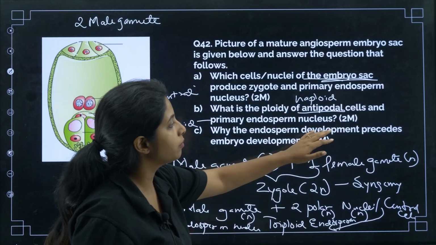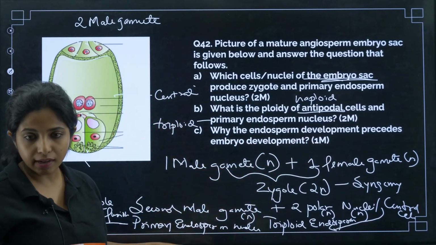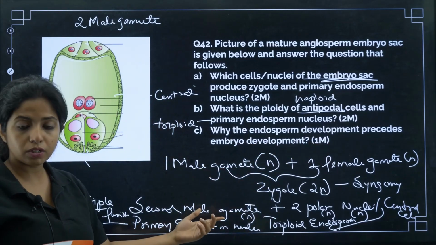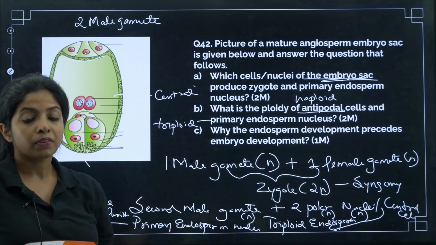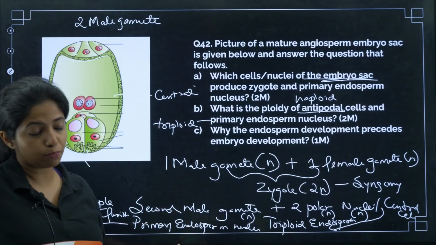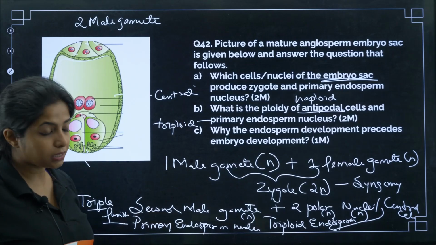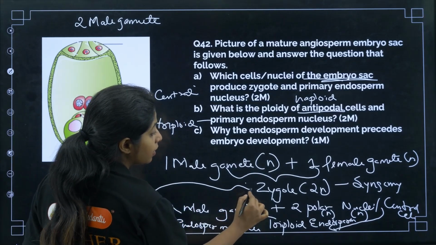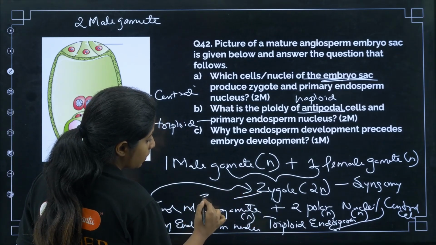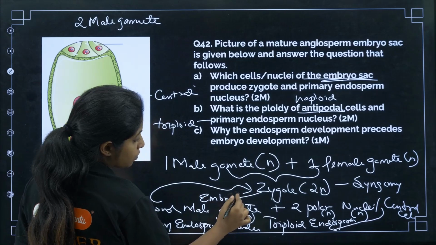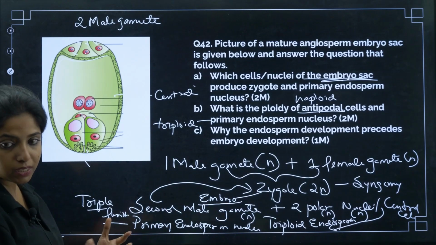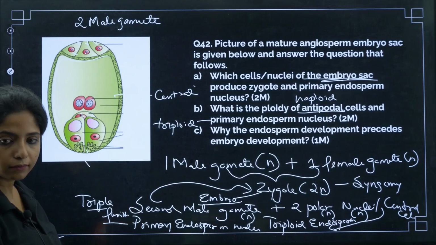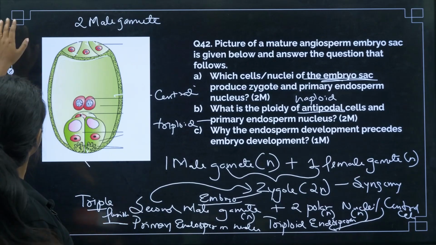Now, why does the endosperm development precede the embryo development? The primary endosperm nucleus divides and gives rise to the endosperm tissue later on. Why do you think endosperm develops first, much before the zygote? Because this endosperm is the one that has to provide nourishment to the zygote to become an embryo. So, initial nourishment is provided by the endosperm itself, which is why it precedes development. Got it? Okay.